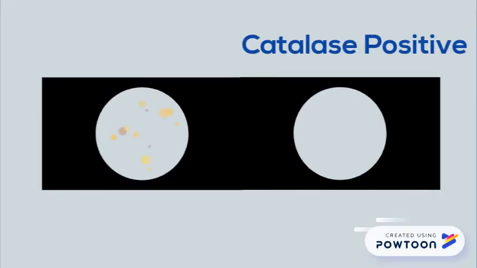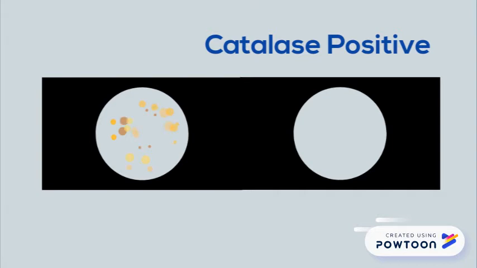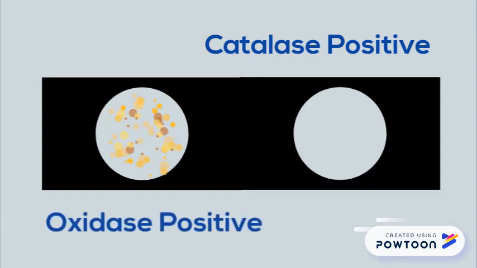It is catalase positive, meaning its catalase enzyme can convert hydrogen peroxide to water and oxygen, forming bubbles on a slide when exposed in vitro. It is also oxidase positive. This means it produces cytochrome C oxidase, an enzyme that's part of the electron transport chain of the bacteria. On a slide, it will turn oxidase reagent a dark blue color.